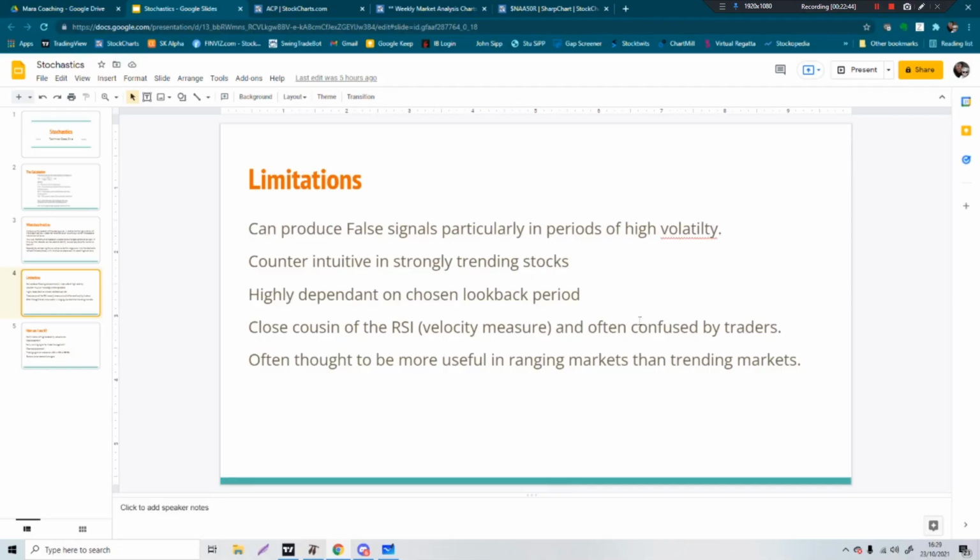And if you have a nicely ranging stock, it's got a range of 15-20% and it's just going between those two extremes, then you can start to use things like a stochastic as something that's giving you actually buy and sell signals if you want. And there are many systemic traders out there that use it for that sort of thing.